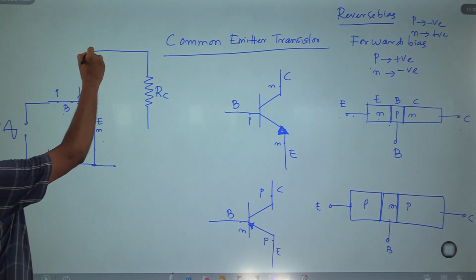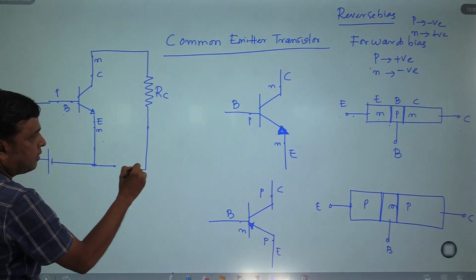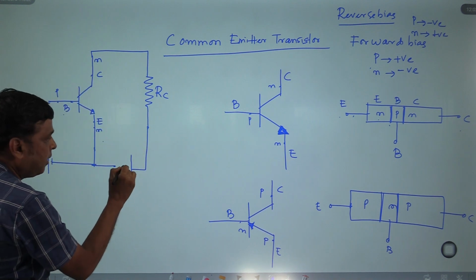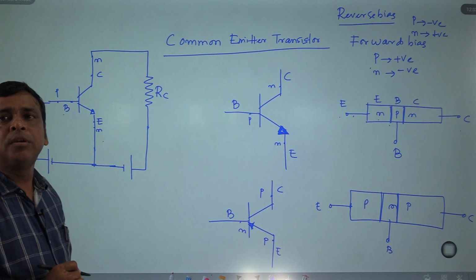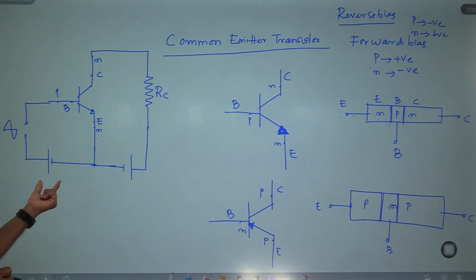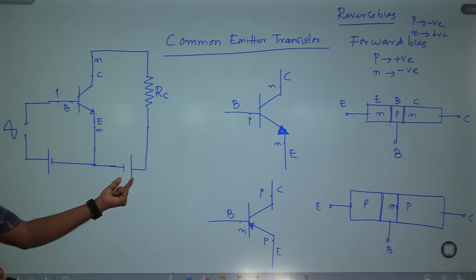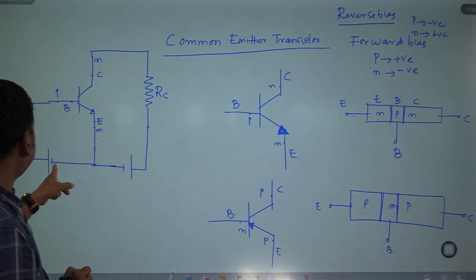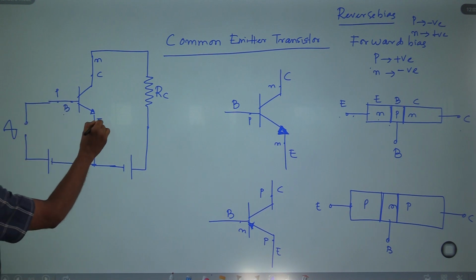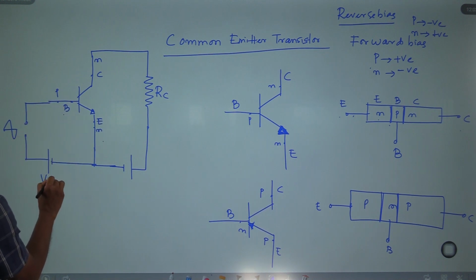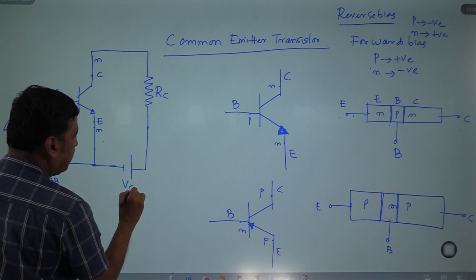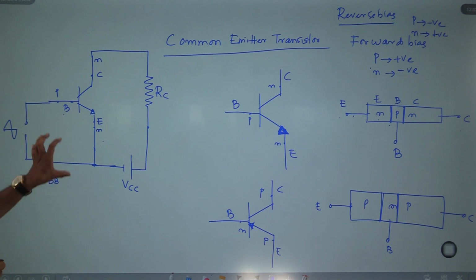This is your N terminal. Reverse biasing means N must be positive and this side will be negative. Are you clear or not? The input junction is forward biased by this source, and this other source makes the output junction reverse biased. This is your battery source, the base-emitter supply VBB, and this is the collector supply voltage, VCC. So this is a simple common emitter transistor circuit.